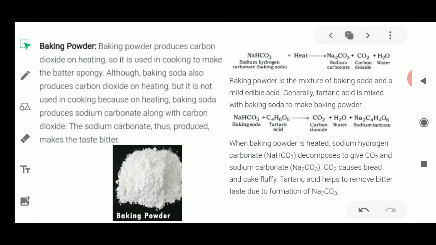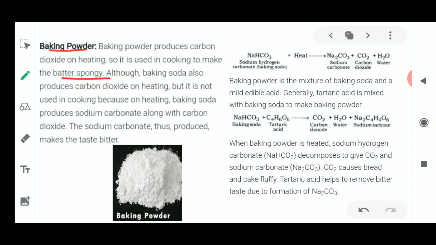Now today, in the same sequence, I will discuss the next salt, that is baking powder. Baking powder produces carbon dioxide on heating, so it is used in making the batter spongy. We have heard about baking powder very much in bakery shops, and whenever we are required to bake something, we use this baking powder. In the last class we discussed baking soda. Now today we will discuss baking powder.